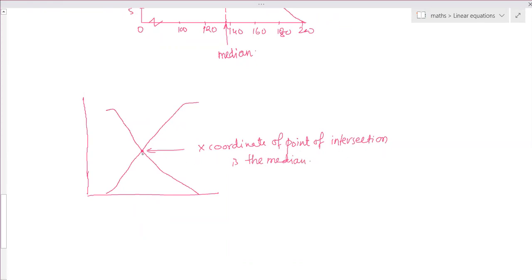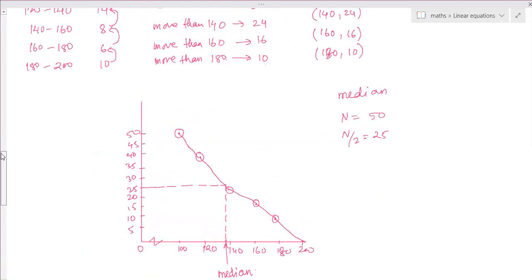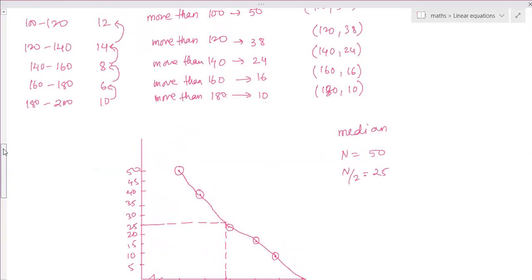What is the x coordinate at this point? For finding the x coordinate, you have to draw the perpendicular on the x-axis. So this value is the median. The x coordinate is also called the abscissa. So the abscissa of the point of intersection is called the median. Okay, so there are three types of questions based on this part. The chapter is over, ma'am.